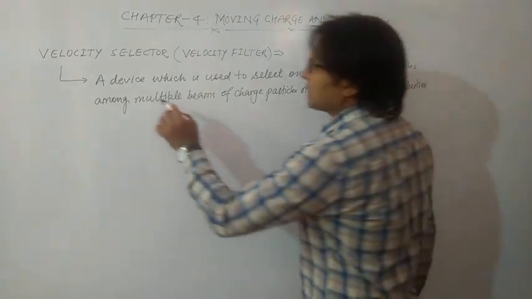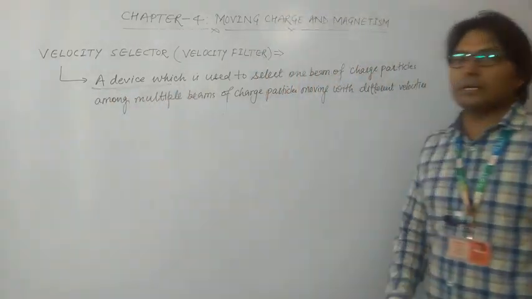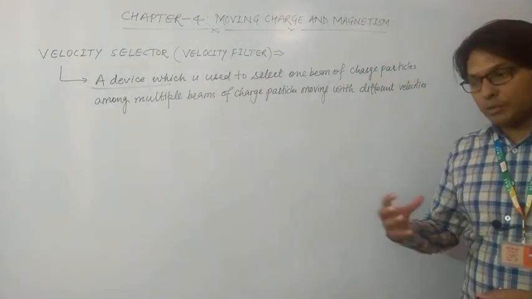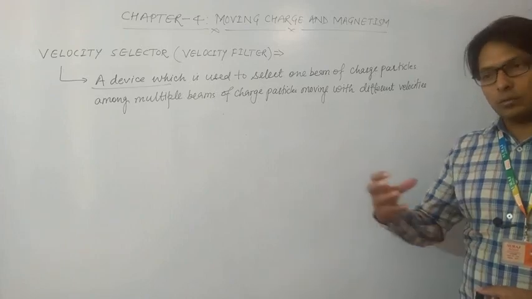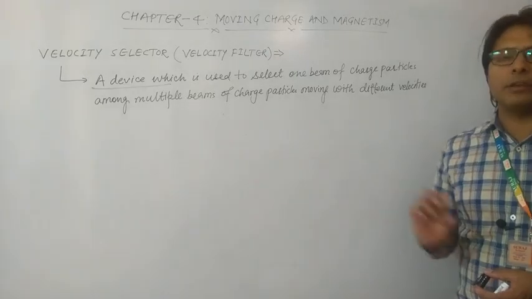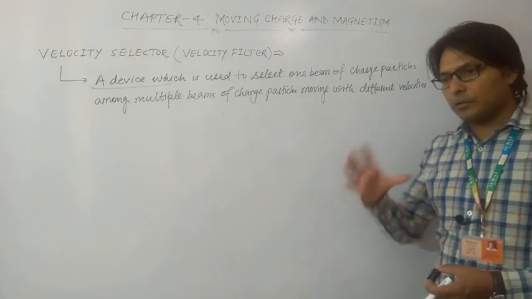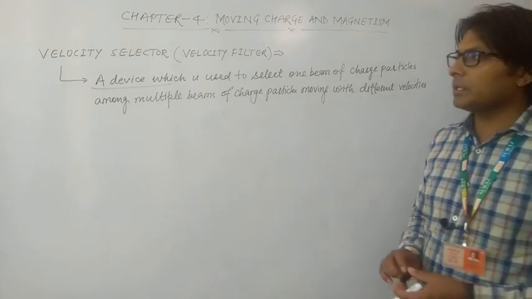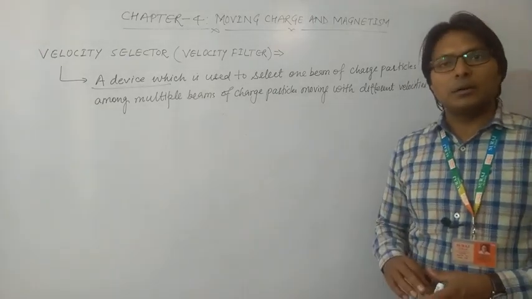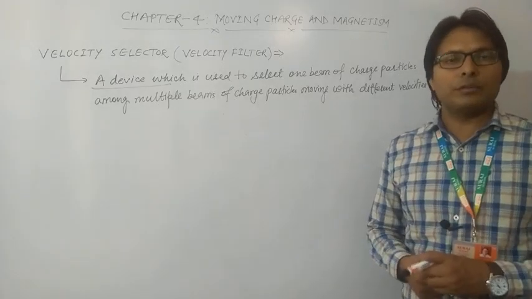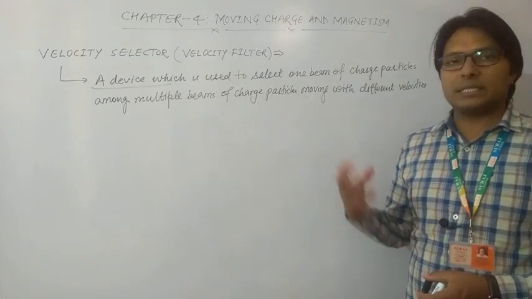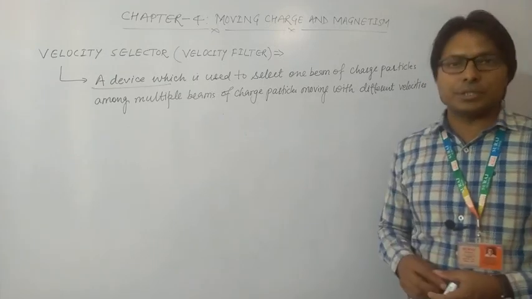So how can we understand the concept of a velocity selector? It is a device which is used to select one beam of charged particles moving with the desired velocity, or whatever velocity we want. Actually, we can select that charged particle among various charged particles moving with different speeds. Now the question is where it is actually used.